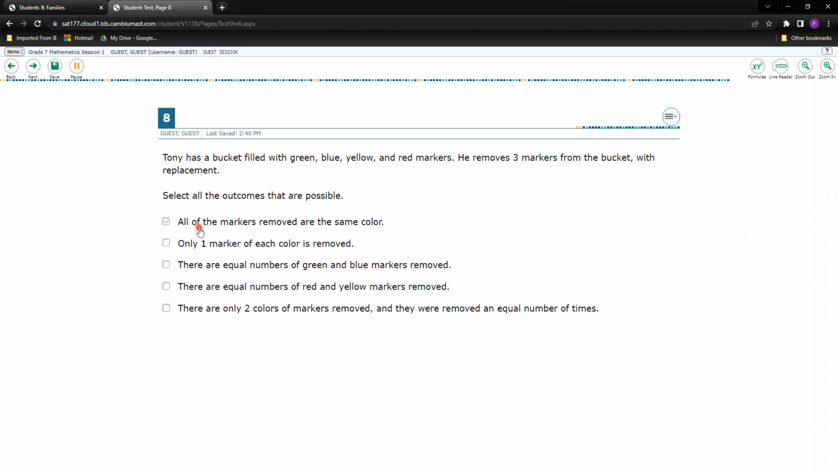He could possibly be pulling the same marker, blue and then blue again, and then he got blue again. It is possible. It doesn't say likely, it says possible.